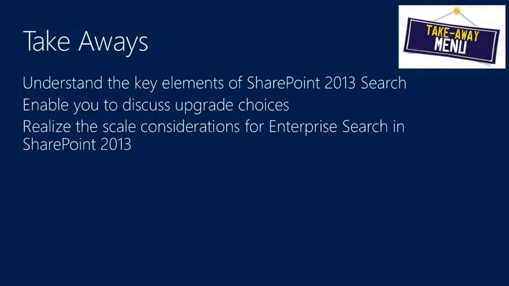So takeaways: understand the key elements, very basic. If you've been to the sessions, you'll know more already than you're going to hear in this session. And then just basically to enable upgrade choices, to discuss upgrade choices, if you're a consultant, with your customers, or in turn your own internal in-house choices and upgrades that you have. And then realizing scale considerations. So here it's a case of, as I've said already, how many CPU cores do I need? What do I need to think about if I need to achieve 10 documents per second or 50 documents per second through the search service?